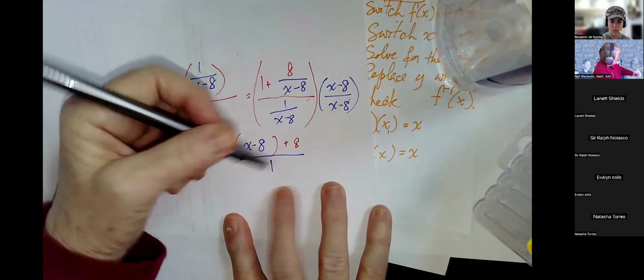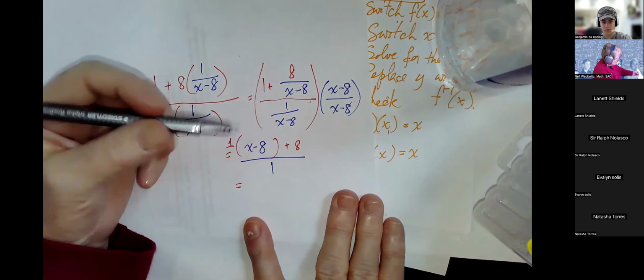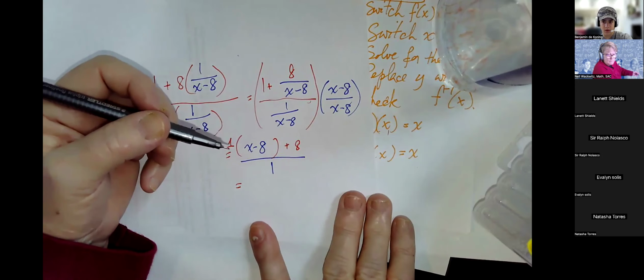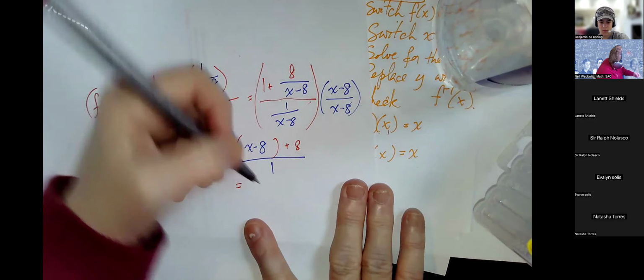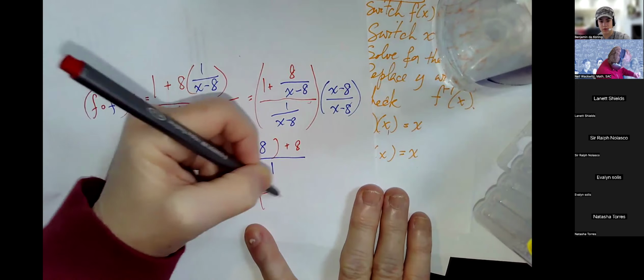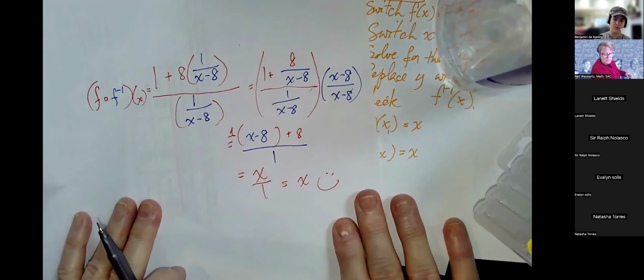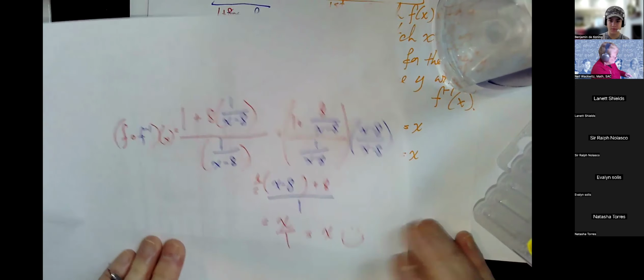And what can we do here? I have 1 times x minus 8 plus 8. Add the 8 to the negative 8. Yes, and we're left with x over 1, which is the same as x. Yay. Okay. Brilliant.